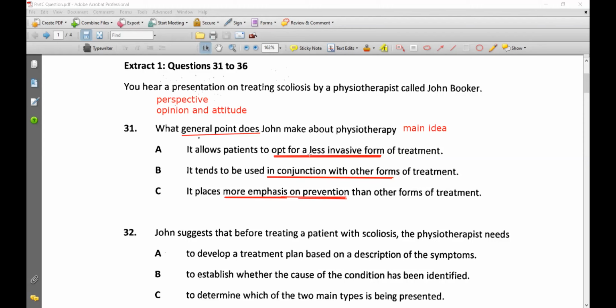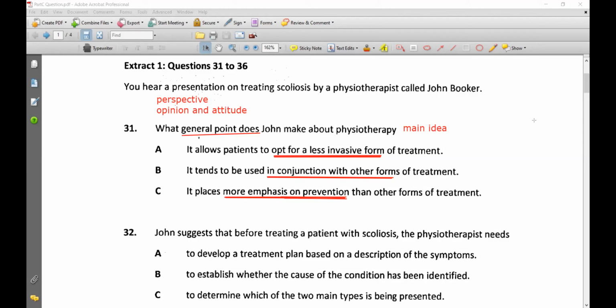Here it is how invasive the treatment is, and here it is what it is focusing upon. Is it the prevention? Is it the treatment or cure or rehabilitation, for example? Whereas B says, no, there is no comparison. It is a combination of therapies, a combination that helps the patient recover.